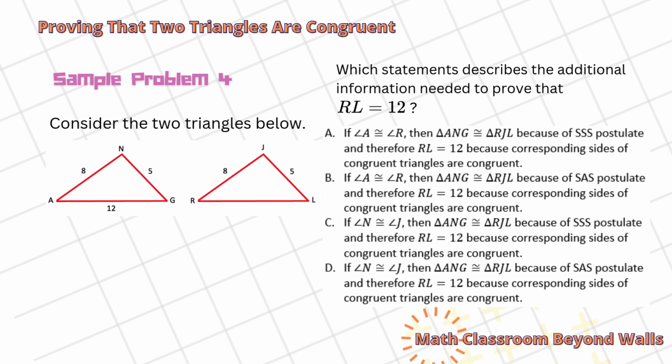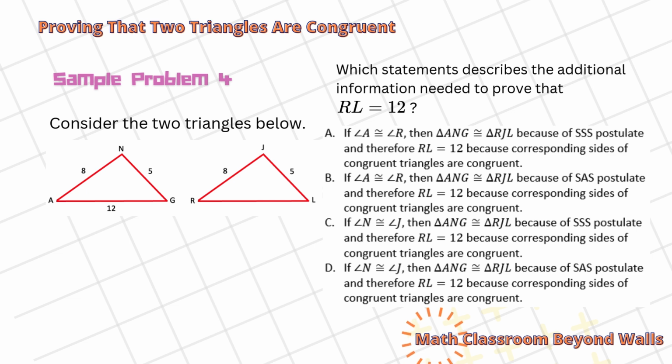Option C, if angle N is congruent to angle J, then triangle ANG is congruent to triangle RJL because of SSS postulate, and therefore RL equals 12 because corresponding sides of congruent triangles are congruent. And option D, if angle N is congruent to angle J, then triangle ANG is congruent to triangle RJL because of SAS postulate, and therefore RL equals 12 because corresponding sides of congruent triangles are congruent.